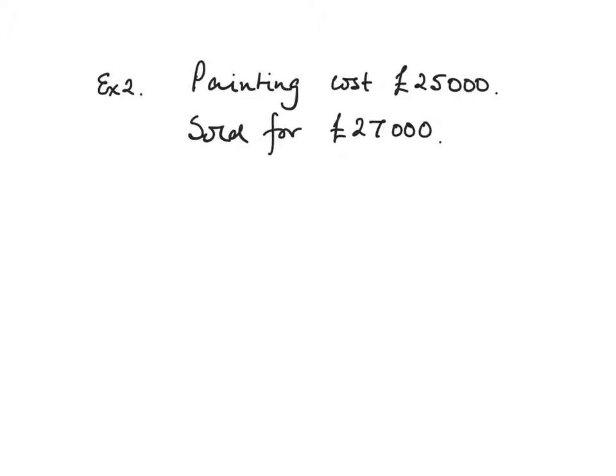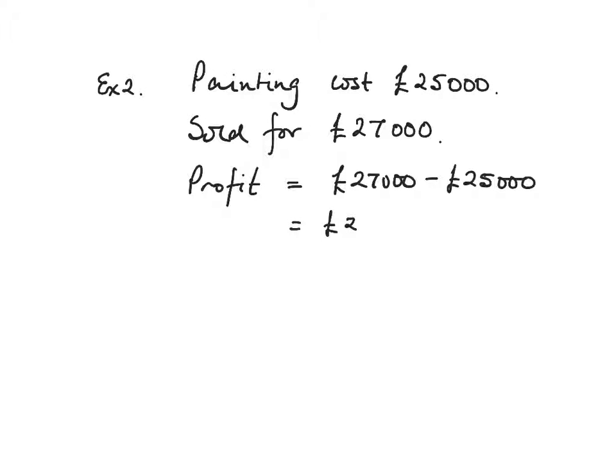Example 2. A painting cost £25,000. It was sold sometime later for £27,000. So I hope you can see that a profit has been made on the transaction, and that profit is found by subtracting the lower value from the higher. A profit of £2,000. We want to calculate the percentage profit.